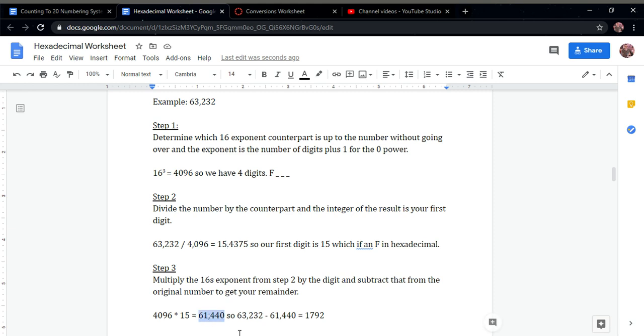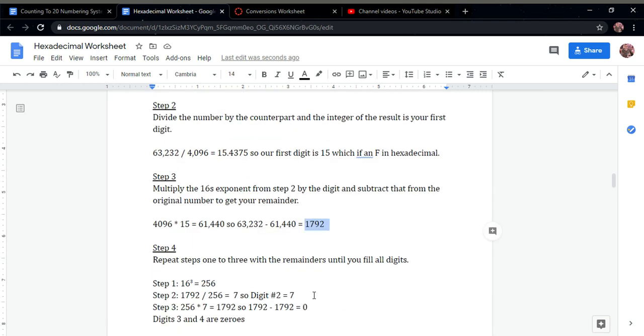So then we subtract that from our original number, and we know that we have not yet counted 1,792 of whatever we're counting, whatever number we're saving. We have accounted for 61,000 of them. But now we need to figure out how to account for the remaining 1,792. So we basically just start over.